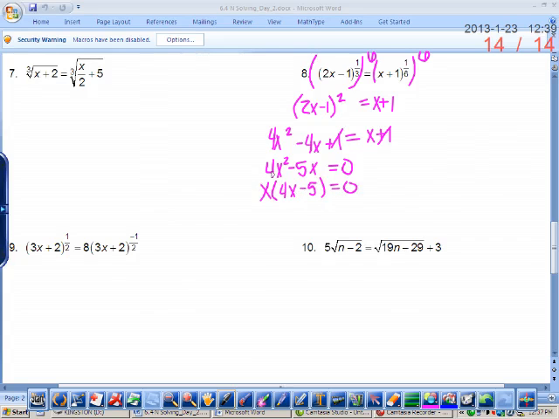Well, guys, this now is factored. We have two things being multiplied together. So we take each factor and set it equal to 0. So we get that x equals 0. And then what about from that one? 4x minus 5 equals 0. So what does x equal? 5/4.